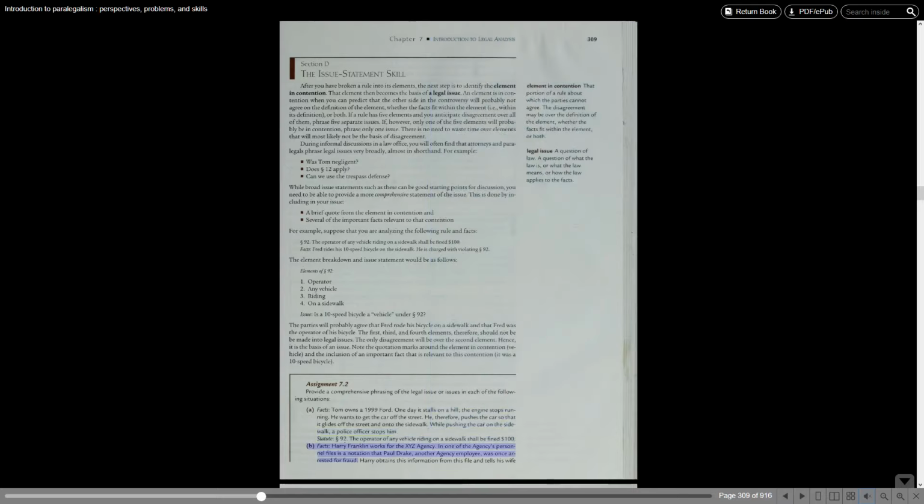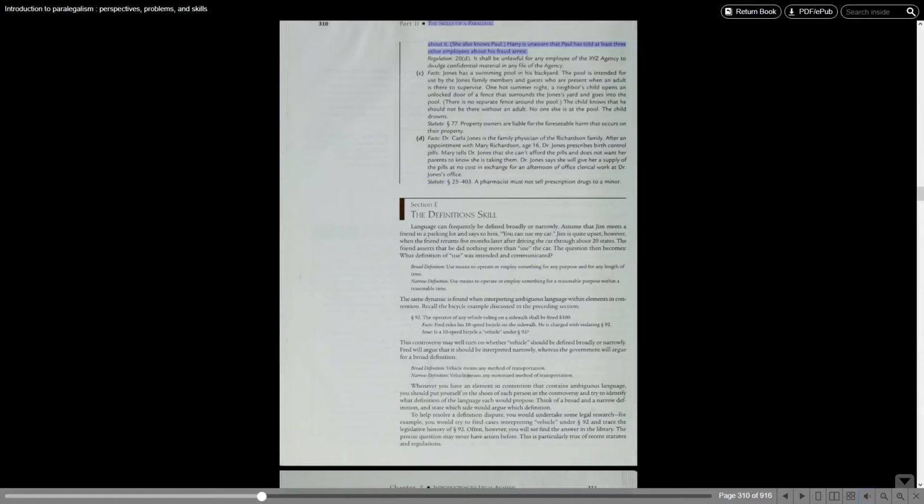B. Facts. Harry Franklin works for the XYZ agency. In one of the agency's personnel files is a notation that Paul Drake, another agency employee, was once arrested for fraud. Harry obtains this information from this file and tells his wife about it. She also knows Paul.